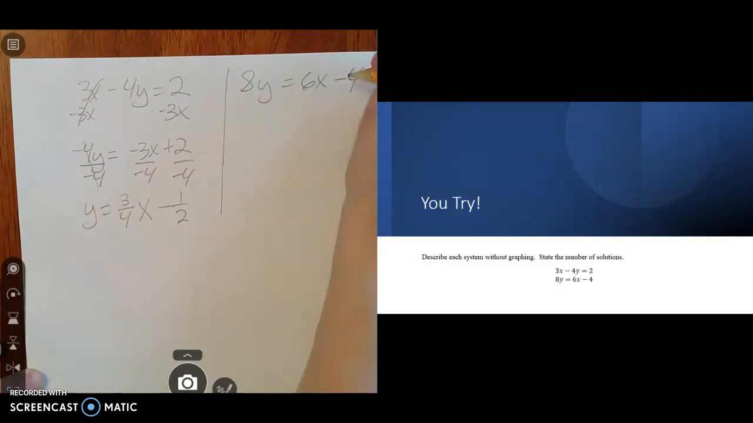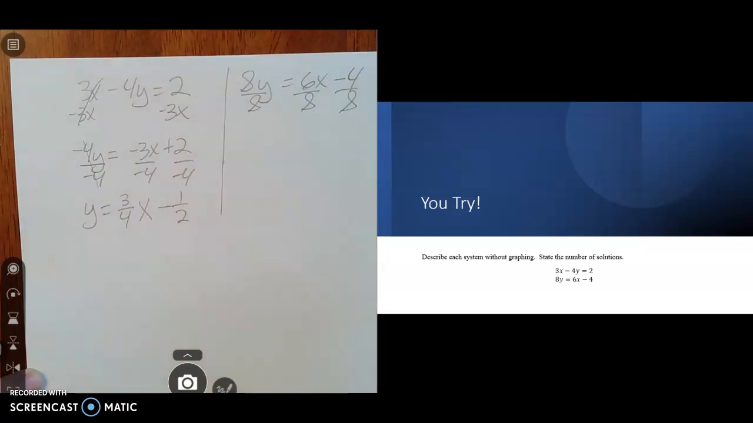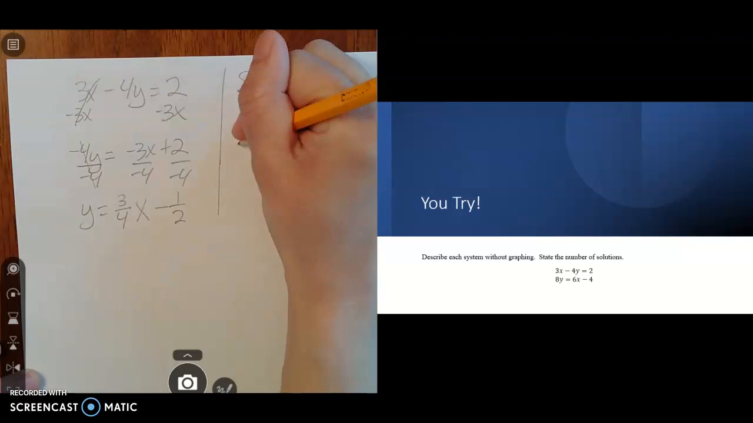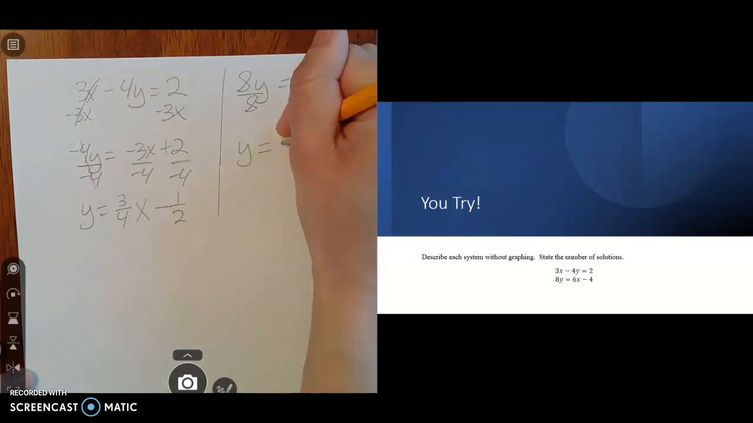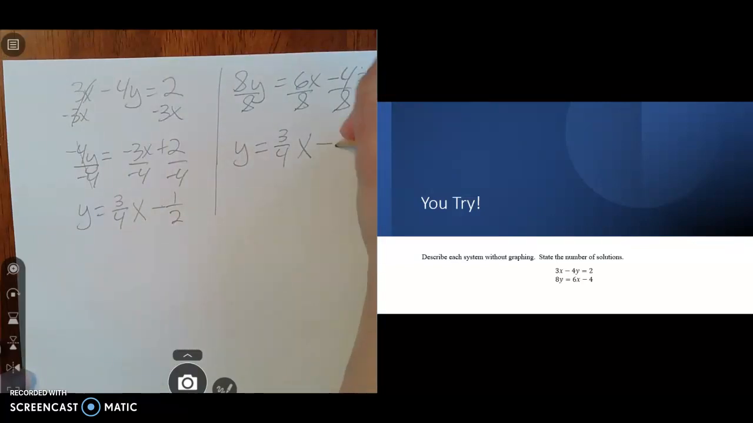For the second one, we have 8y equals 6x minus 4. To get it in slope-intercept form, all I need to do is divide everything by 8 to get y by itself. So 8 divided by 8 would be 1y. 6 divided by 8 simplifies because 6 and 8 are both divisible by 2, so that'll simplify to 3/4, because 6 divided by 2 is 3, and 8 divided by 2 is 4. Then I'll have a minus, and 4/8, they're both divisible by 4, so I can simplify that fraction as well, and that would simplify to 1/2.